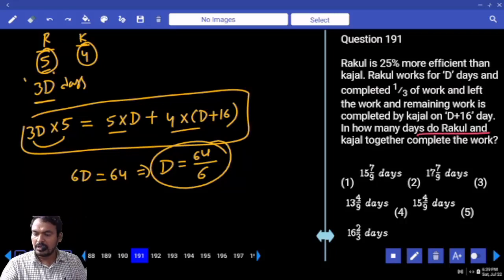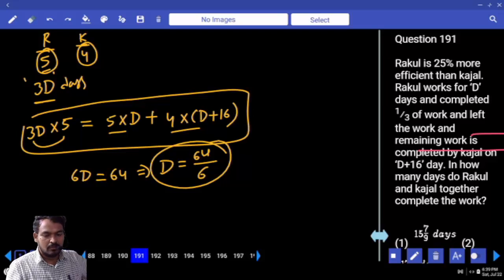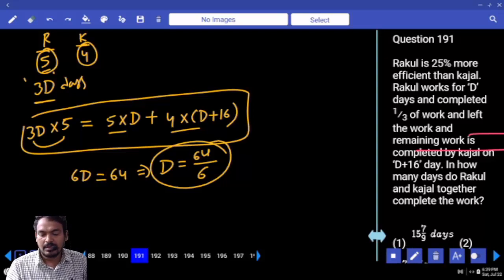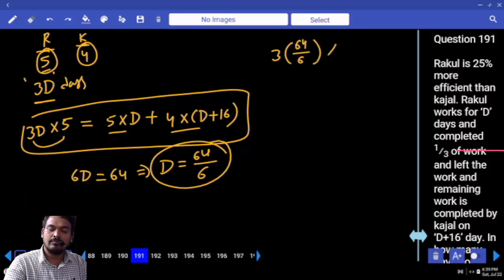What is the question here? How many days Rakul and Kajal together can complete the whole work? What is the D value we are getting? 64 by 6. First we need to identify the total work, meaning left hand side total work. Total work means 3D into 5. 3 into D value is how much? 64 by 6 into 5.